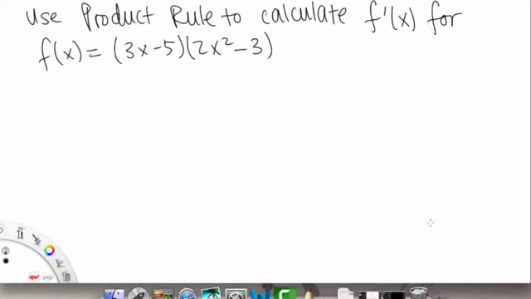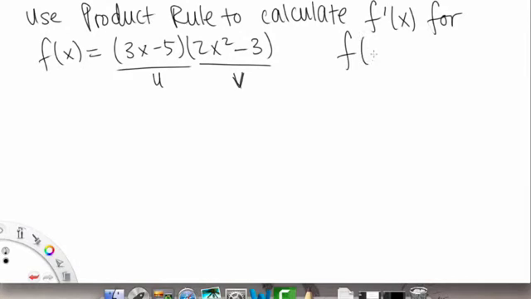Welcome to the practice problems video for the product and quotient rules. Okay, for this question we're going to use the product rule to calculate f prime of x for f of x equal to the quantity 3x minus 5 times the quantity 2x squared minus 3. Here we see that f of x is composed of two separate functions multiplied times each other. It's like a product, right?